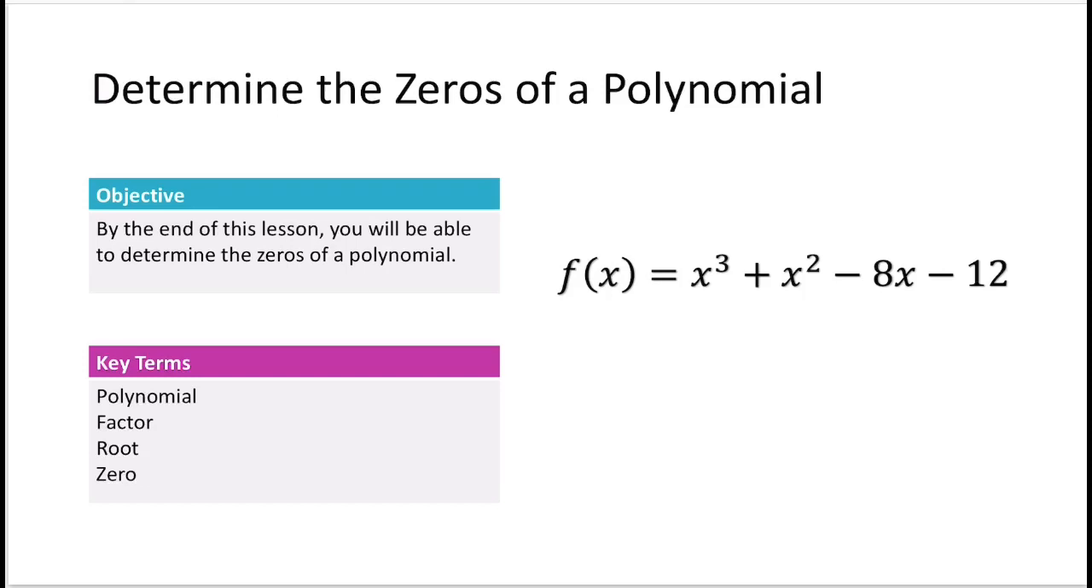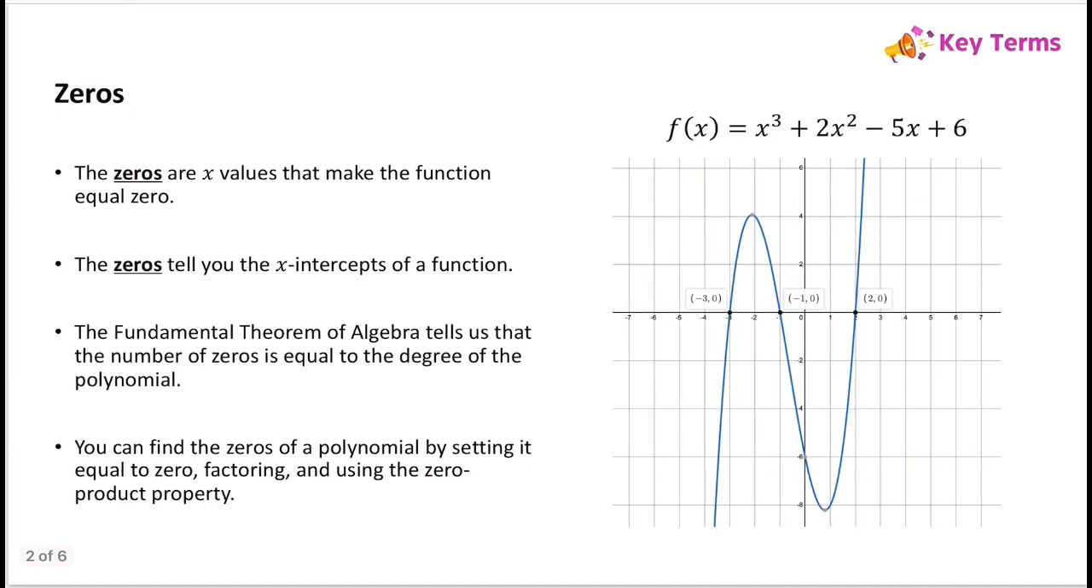So in this video, we're going to talk about how to determine the zeros of a polynomial. What I'm going to do is take everything that we've been learning in the last few lessons and tie it all together. I just want to remind you that the zeros are the x values that make the function equal to 0. Remember that the zeros will tell you the x-intercepts of a function.